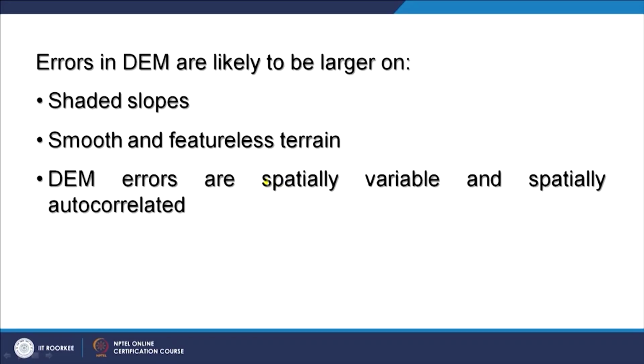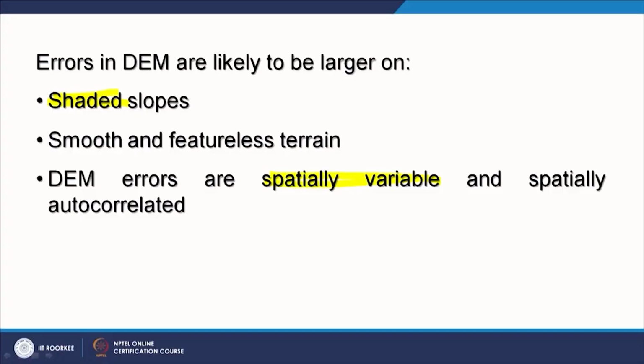Now, this is another very important point: the errors in a digital elevation model are spatially variable. It means that at some location the error may be different from another location within the same file, within the same surface. This is because of, as we have discussed, the shaded slopes. In parts which do not have shaded slopes, the errors may be less, but in areas where you have shaded slopes, the error may be large. So errors are spatially variable and also spatially autocorrelated.